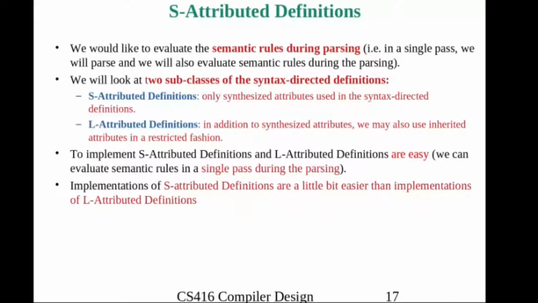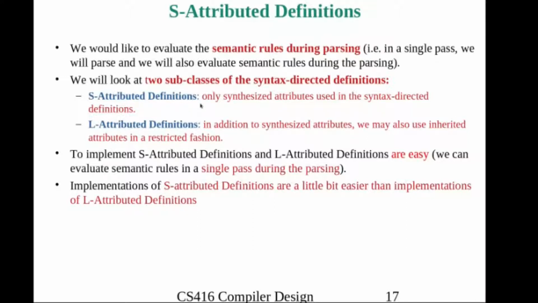Broadly, all attributes are classified into two categories. One is synthesized attribute, second one is inherited attribute. In the case of synthesized attribute, the attribute value of a node is calculated by using the attribute value of the children of that node. That is what synthesized attribute. In inherited attribute, the attribute value of a node is calculated by using the attribute value of the siblings or parents of the node of the parse tree. So in S attributed definition, we will consider only synthesized attribute.